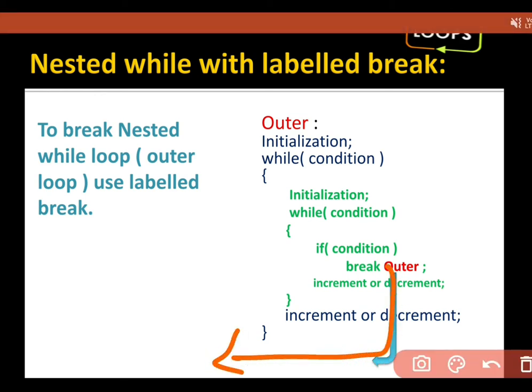What happens when we come directly outside the loop? We are ending our outer loop, and the inner will automatically close, because the outer part is not working, so the inner part is also not working. From here we can end our loop at any time when we use break outer.